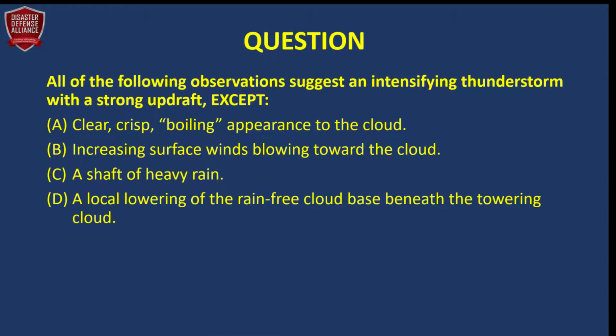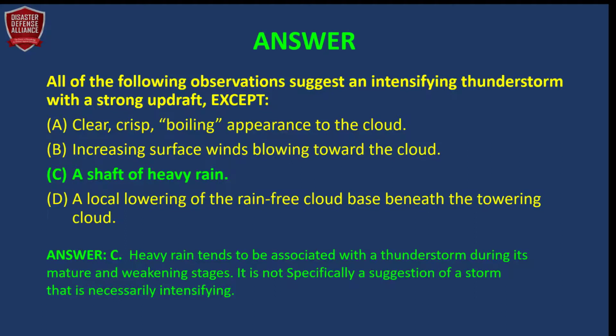How would you answer this question? All of the following observations suggest an intensifying thunderstorm with a strong updraft, except for which one? Pause the video if you need more time. The correct answer is C. Heavy rain tends to be associated with a thunderstorm during its mature and weakening stages. It's not specifically a suggestion of a storm that is intensifying per se.